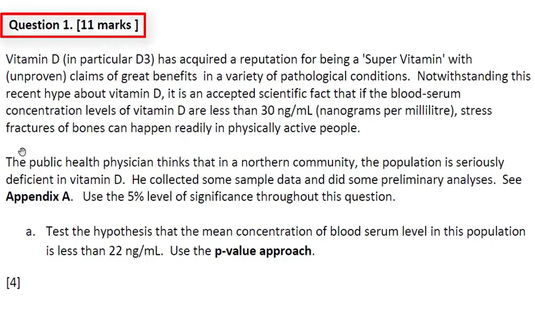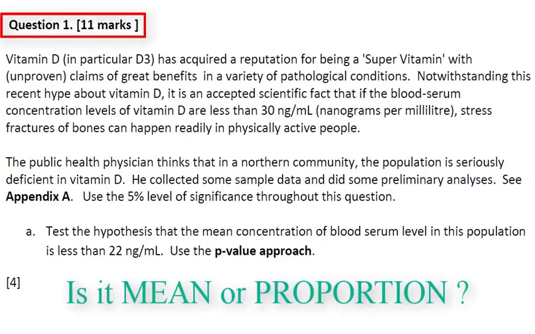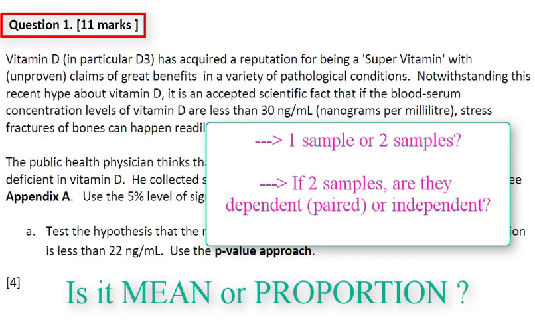As you read the first question, you ask yourself, are we dealing with mean or proportion? If we're dealing with mean, is it one sample or two samples? If it's two samples, are they dependent or independent? If we're dealing with proportions, is it one sample or two samples? And if it's two samples, are they dependent or independent?